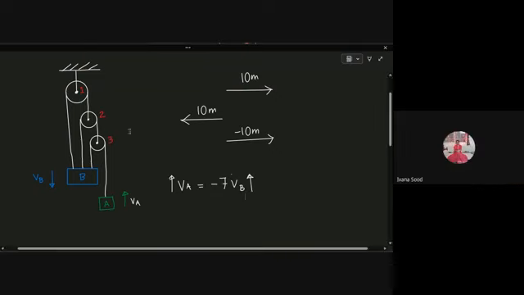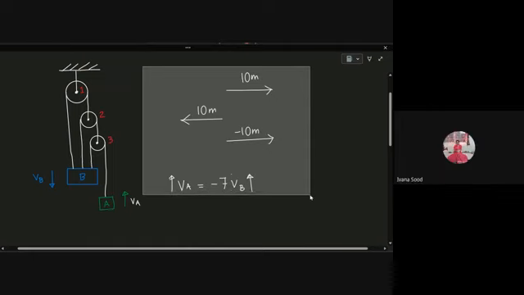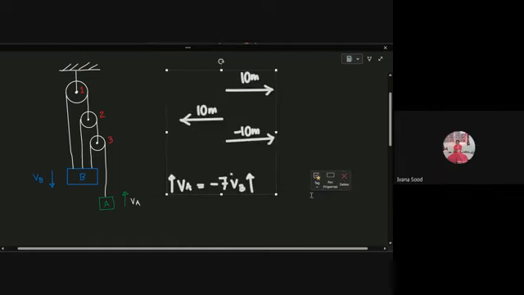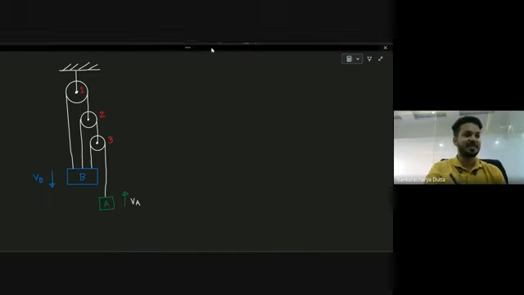I'm not able to solve this. Can you help? Yes, I got minus 7.